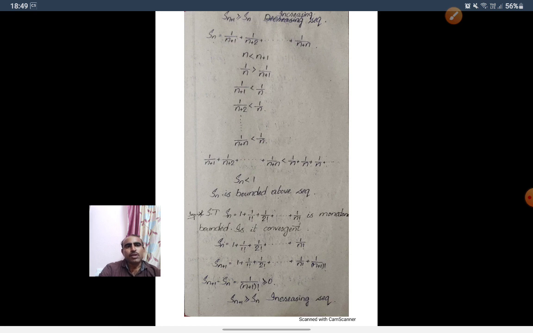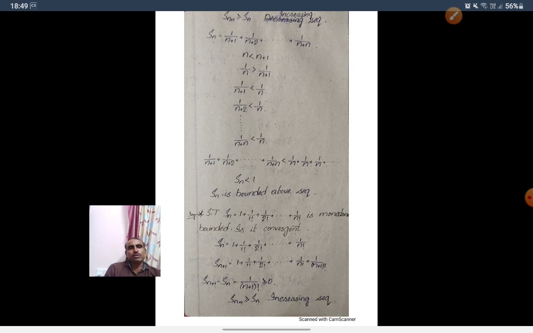So it is an increasing sequence. Now, is it bounded or not? Sn equals 1 by (n+1) plus 1 by (n+2) and so on up to 1 by (n+n). We know that n is less than n+1, so 1 by n is greater than 1 by (n+1). So 1 by (n+1) is less than 1 by n, 1 by (n+2) is less than 1 by n, and so on. So the sum is less than 1 by n plus 1 by n, and so on, up to n terms. So n into 1 by n, the n cancels. We get Sn less than 1 for all n. So Sn is bounded. So that is a bounded increasing sequence, a monotone sequence. It is convergent.